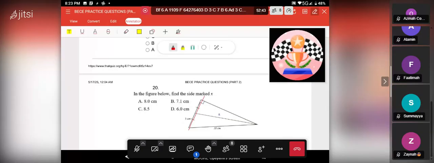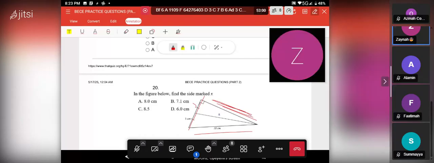That is 6. This is also 3. Now, on this side, the hypotenuse is 10. So first of all, calculate this side using Pythagoras theorem. And for Pythagoras people, this side will be 8. Do you agree? Yes, sir.